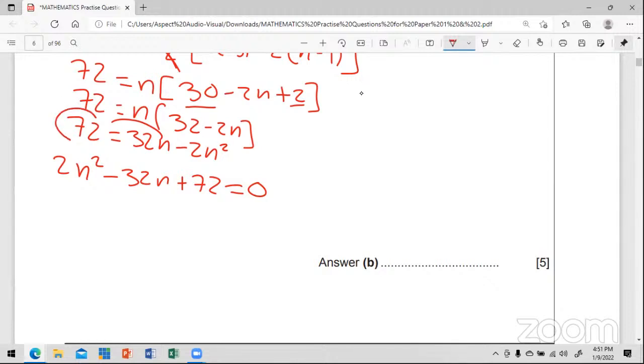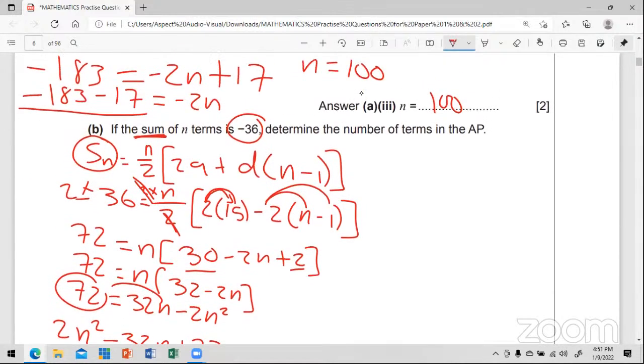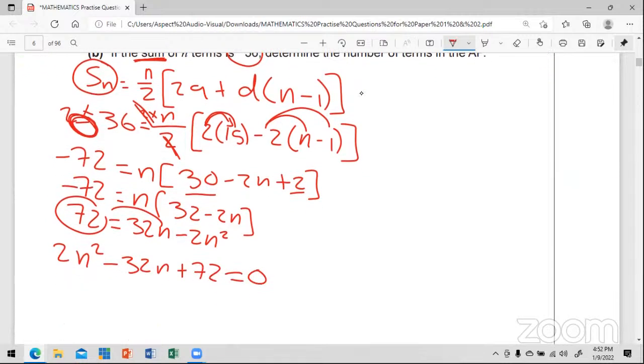72 did not move. It's still on this side of the equation. No, he's right. Yeah, he's right. We didn't carry this. Can you see this negative? He's right. Since from there, we were supposed to put this negative there. Okay? Oh, yes.